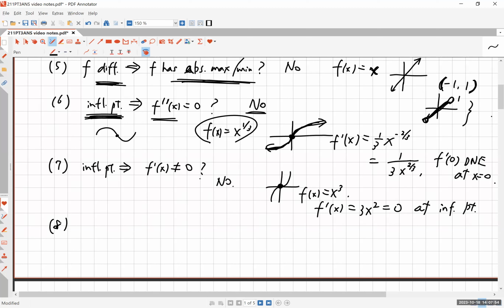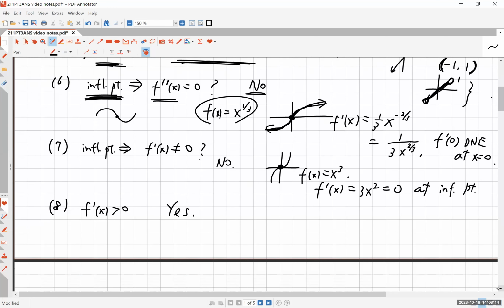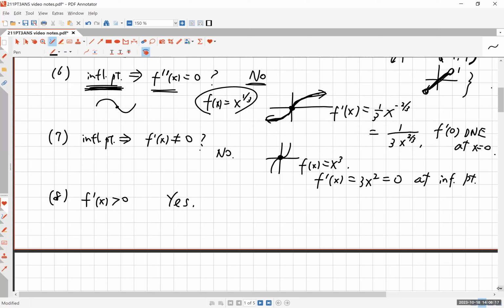Okay, number 8. If the derivative is positive for every real number, the function is increasing everywhere. So if the derivative is positive everywhere, at every single real number, the function is increasing everywhere. And the answer is yes. And this is a result of the mean value theorem, that if it's not increasing everywhere, then there would have to be a point where the derivative is 0 or less than 0.